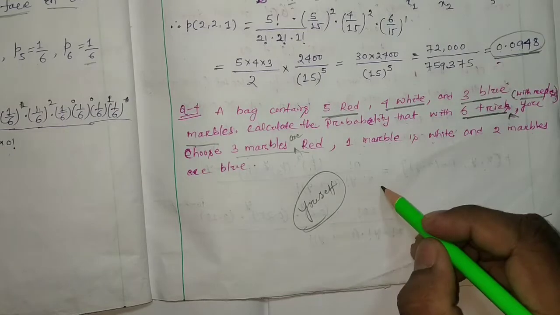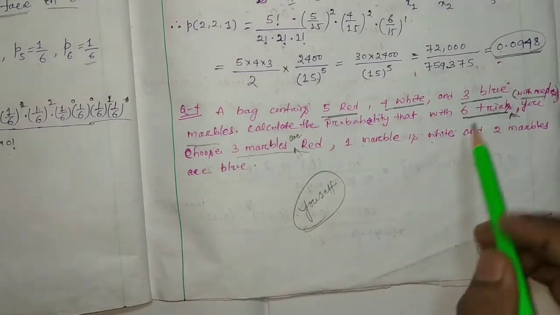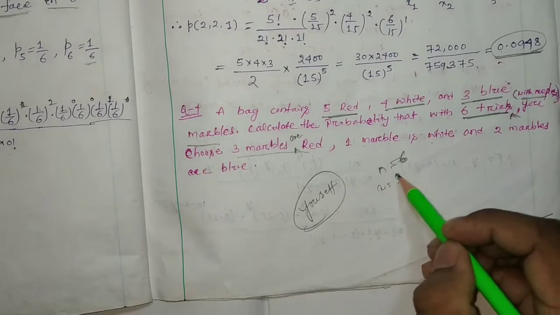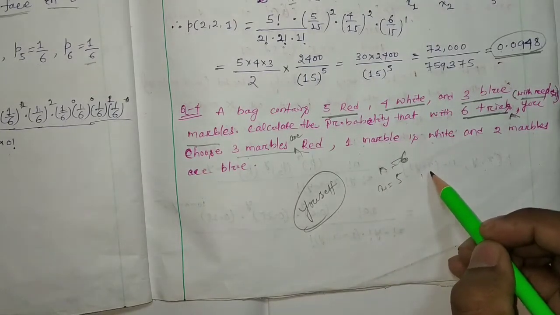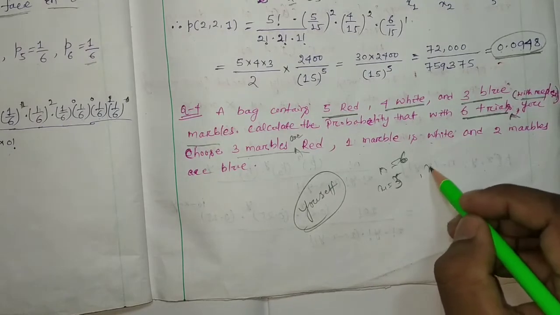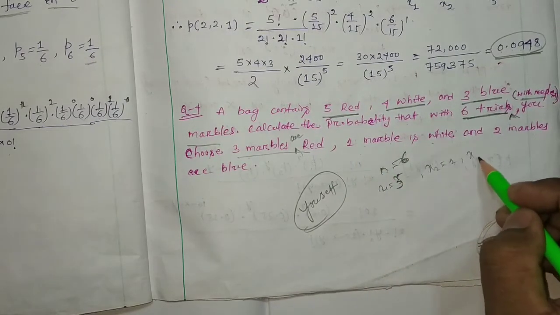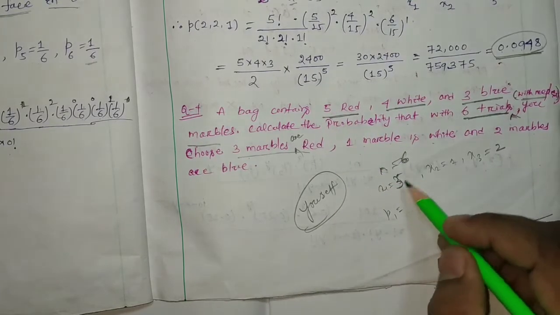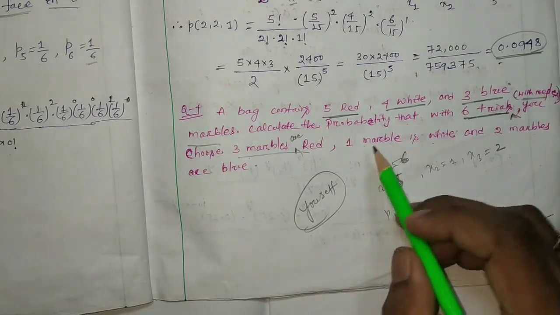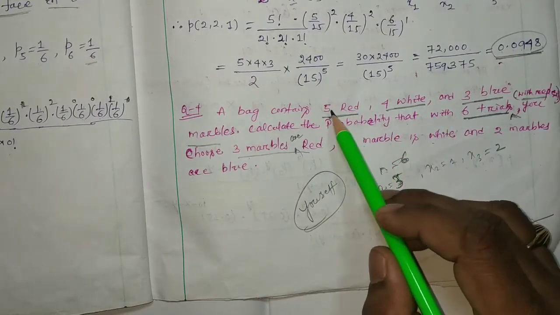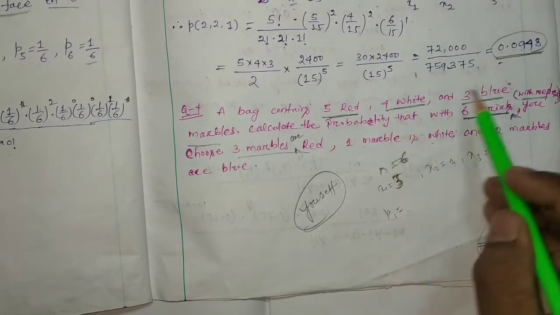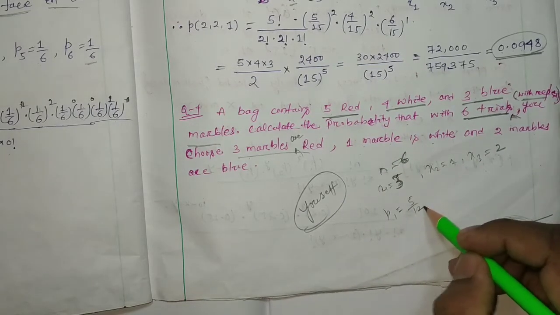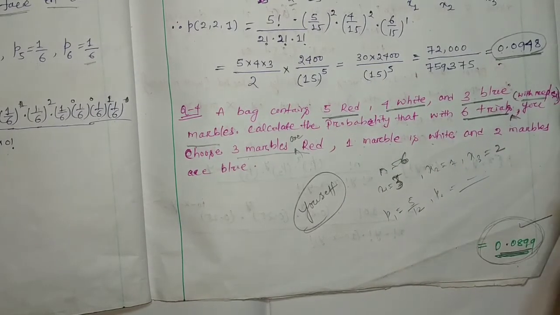Here n is equal to 6, x1 equal to 3, x2 will be 1, and x3 is 2. The probability p1 is 5 by 5 plus 4, 9, plus 3, 12. So p1 is 5 by 12, and p2 and p3 you are going to calculate like this.